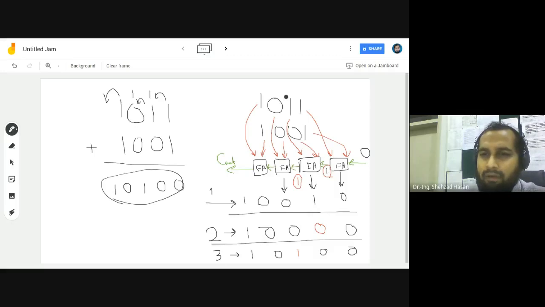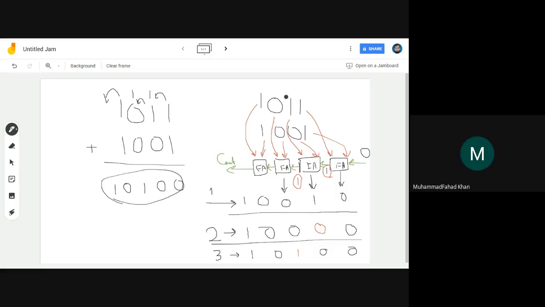Is this clear up till now? All three of you? Is this clear up till now? Yes, sir, this is clear. But just one thing.